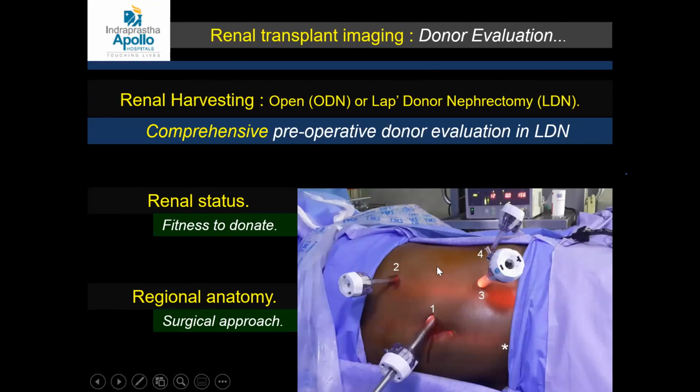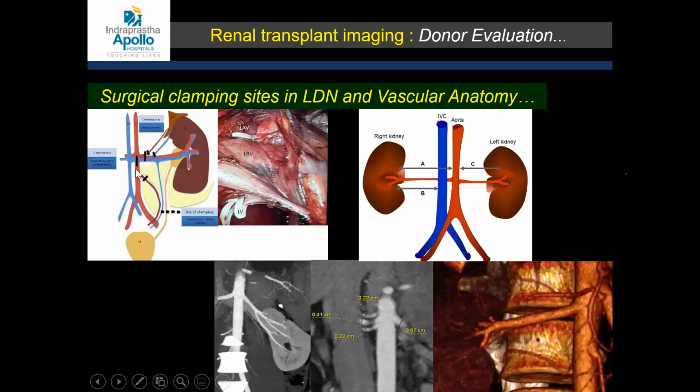If it is open nephrectomy, open harvesting, then it is relatively easier. But with the laparoscopic donor nephrectomy, which is now increasingly being done, we need to be very clear about the regional anatomy to decide the exact surgical approach of the vessels and the non-vascular structures. Like this is the golden triangle, where the surgeon needs to place a clamp at this location to preserve the ureteric supply to this part of the ureter.